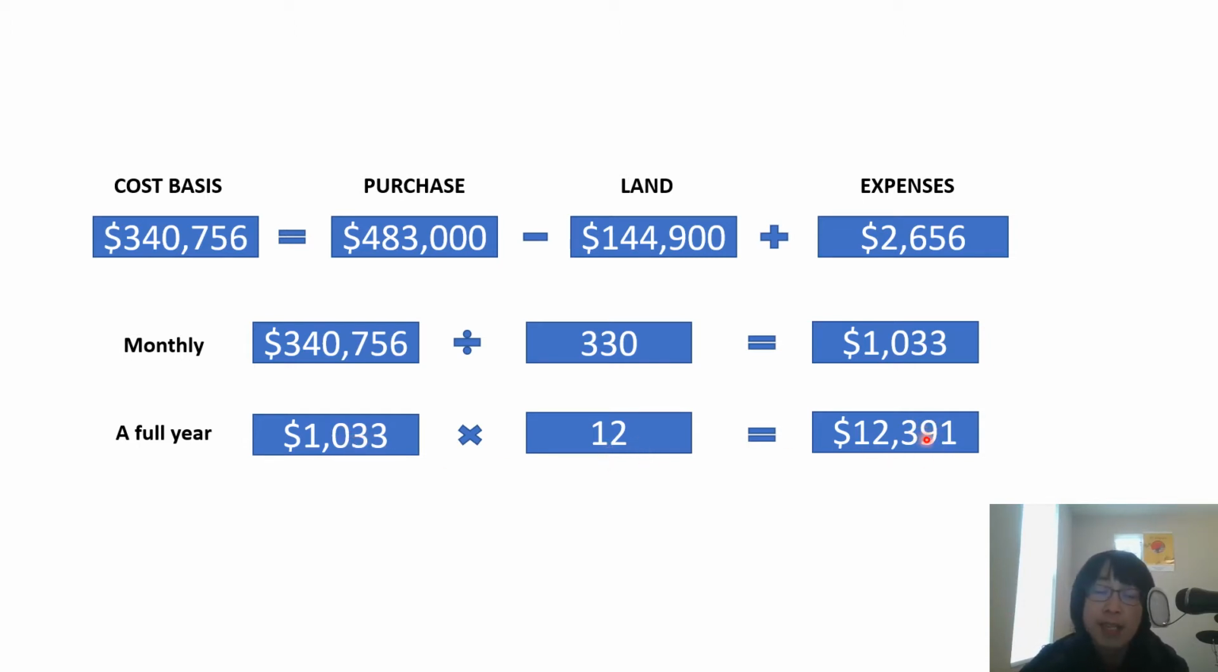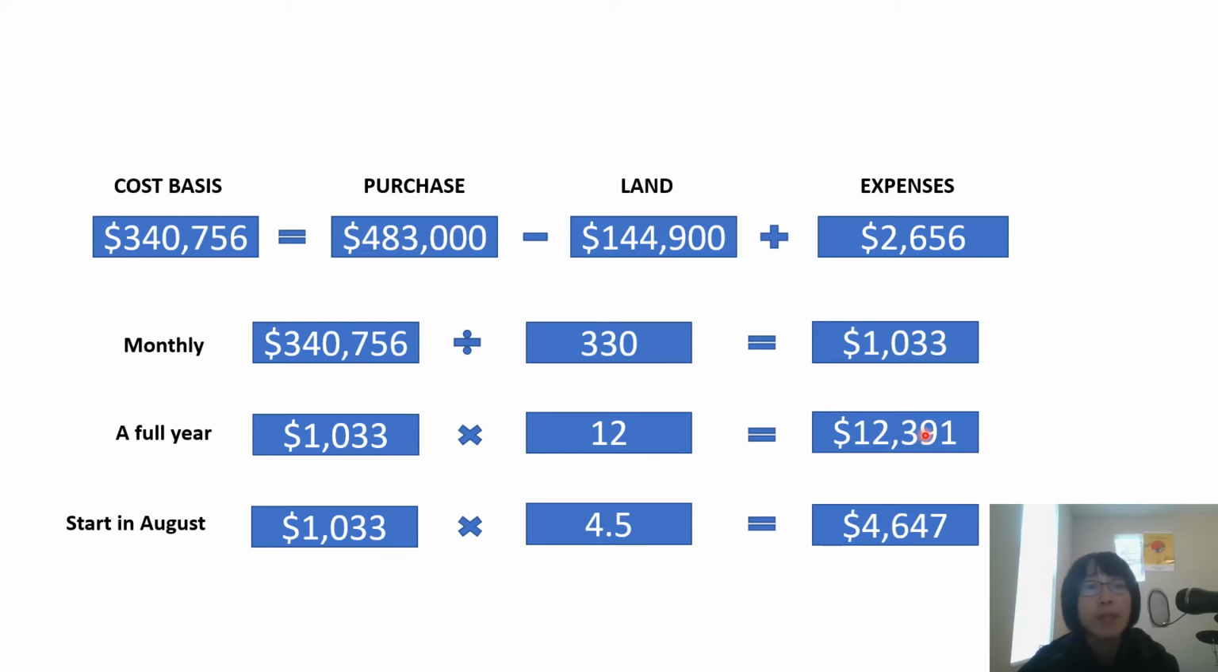If you are renting your property out, you're going to have a depreciation equal to this number. And there is another scenario. Suppose this year, in 2020, I bought the house, but I didn't rent it out at the beginning of January. I just started renting from August. So how do I calculate the depreciation?